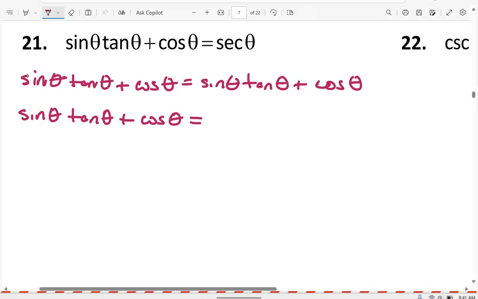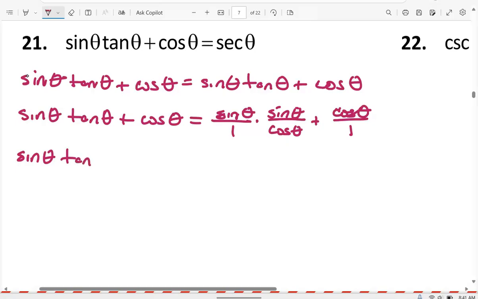We're going to do some rewriting on that right side of the equation. And for this one, I guess we're going to need to re-express tangent of theta. So sine of theta divided by 1, that's sine of theta, and tangent of theta is sine of theta divided by the cosine of theta. And then cosine of theta can be re-expressed as cosine of theta over 1. Leave the left side alone, and on the right side, if we multiply the fractions, we have sine squared of theta divided by the cosine of theta.